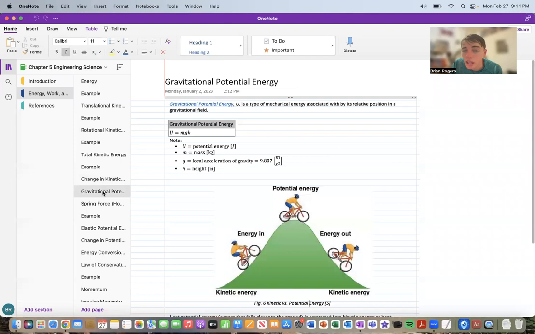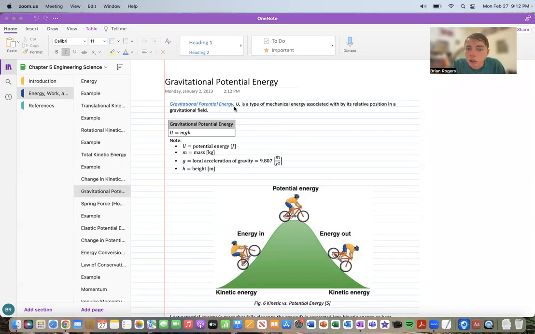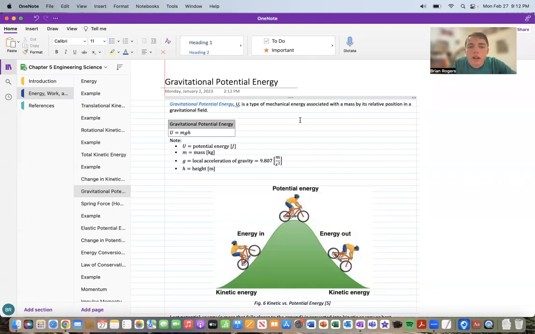And so for the gravitational potential energy, now talking about potential energy, it's represented by the symbol U. It's a type of mechanical energy associated with mass by its relative position in a gravitational field. And so what we're going to see here is the gravitational potential energy is given by the mass times the local acceleration of gravity times the height.